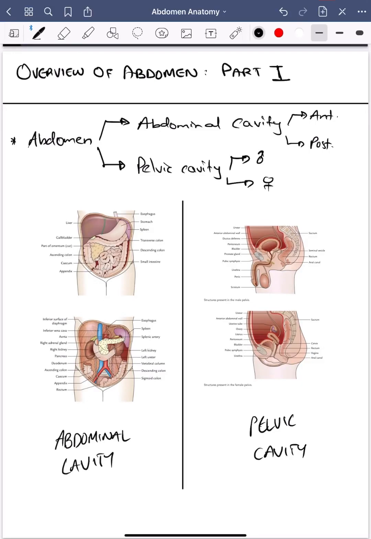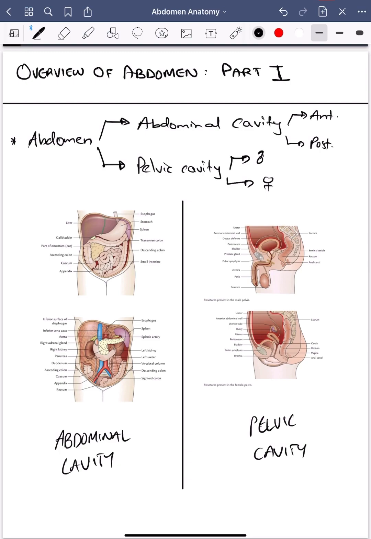Okay, so now we're going to start our series of lectures on the topic of anatomy of the abdomen. Now, before we go into discussion of the detailed anatomy, there are a few introductory points or a few concepts that you need to know beforehand so that your understanding of the abdomen will be easier. Okay, so the first is, what is the abdomen?